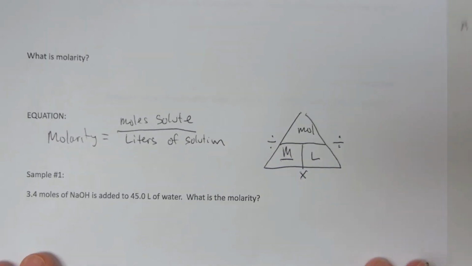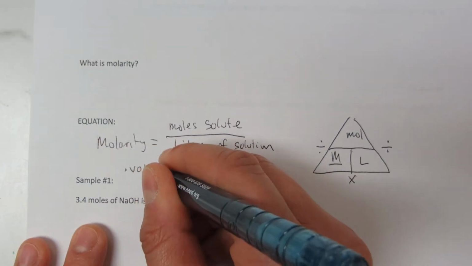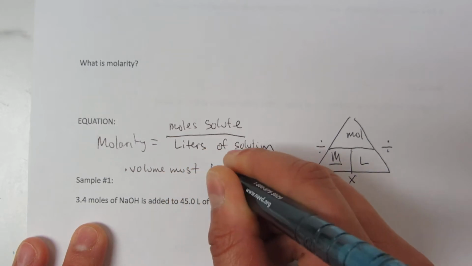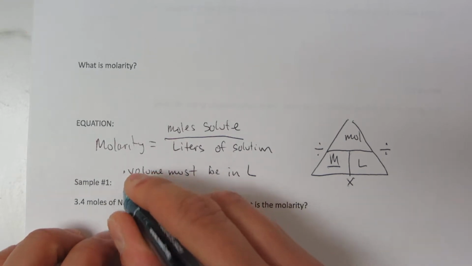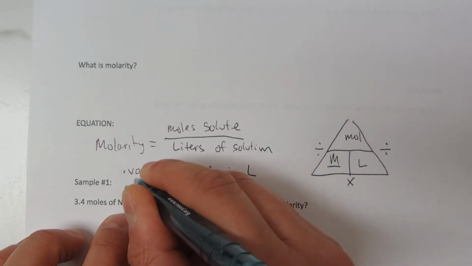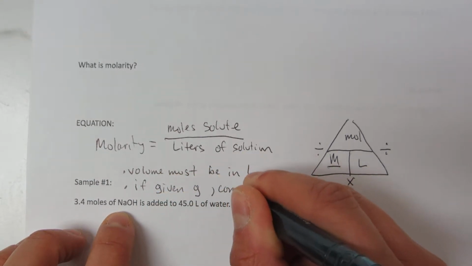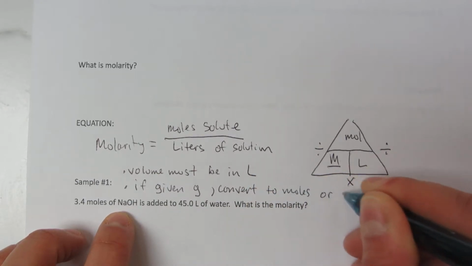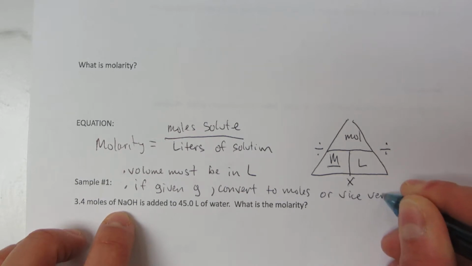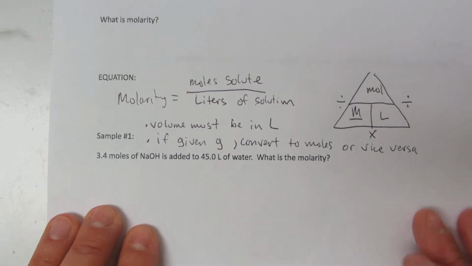Okay. Things to remember: the volume has to be in liters. So if you have to convert milliliters to liters, you have to do that sometimes. And then sometimes if you're given grams, you have to convert that to moles. Or vice versa, where maybe the problem gave you the moles, but it's asking for grams, so you'd have to use a T-chart just like this way. Okay, so let's do a sample problem.